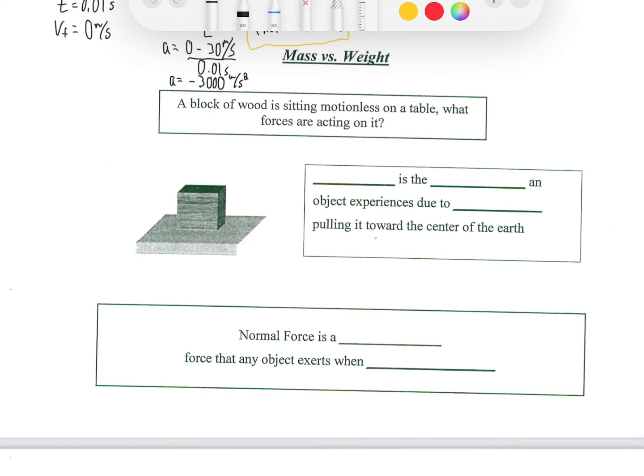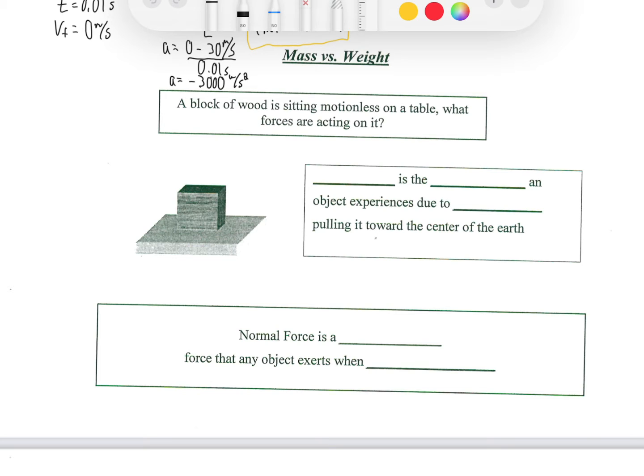Today we're picking up on mass versus weight. We're going to, through this lesson, differentiate the difference between mass and weight, because in everyday speak, we usually kind of switch these two up and don't really talk about the difference. Alright, so let's start off with this example right here.